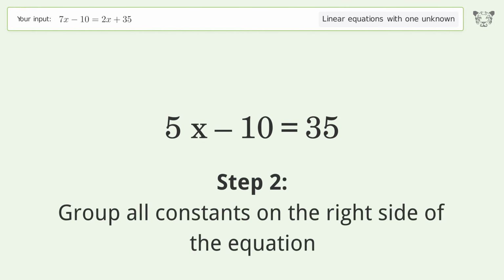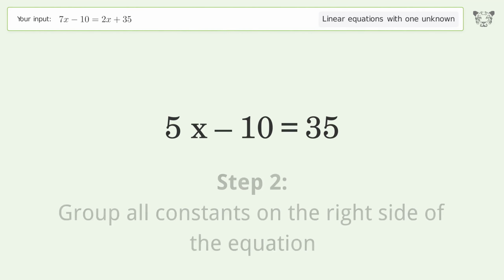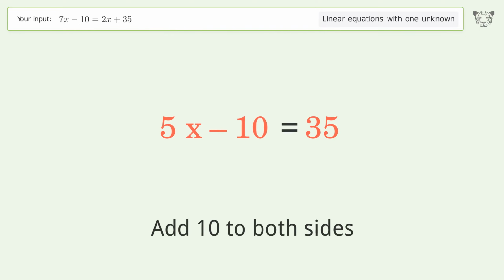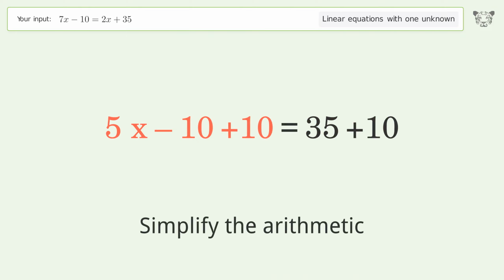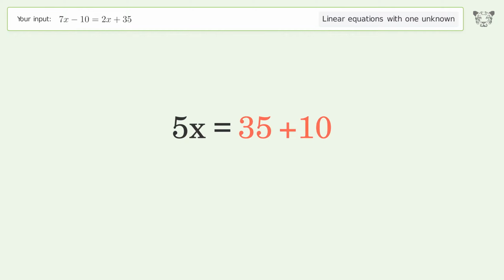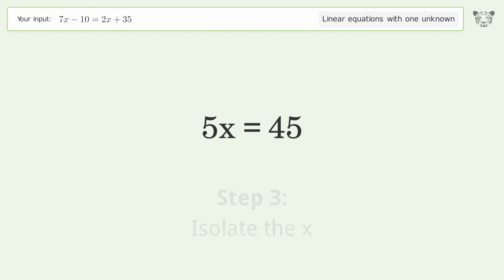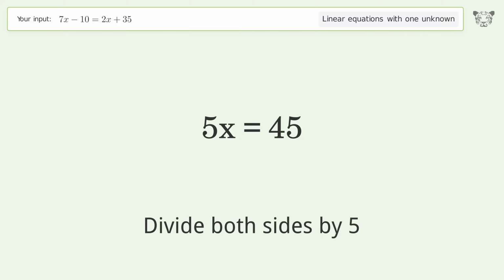Group all constants on the right side of the equation. Add 10 to both sides. Simplify the arithmetic. Isolate the x. Divide both sides by 5.